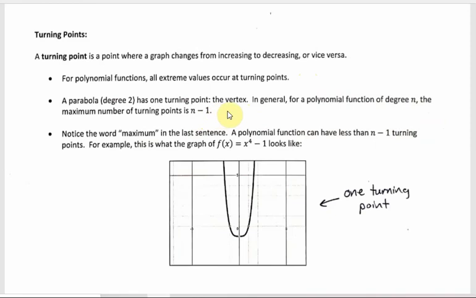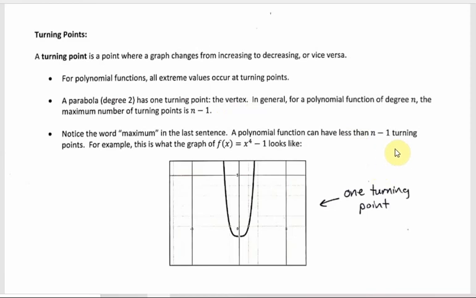So like if you have a cubic function, at most you could have 2. If you have a parabola, you just have 1, right? And that's what parabolas look like. Either they have a point at the very bottom or a point at the very top. Either case, that's one turning point. If you have a quartic, you could have at most 3. If you have a quintic, you could have at most 4, and so forth.